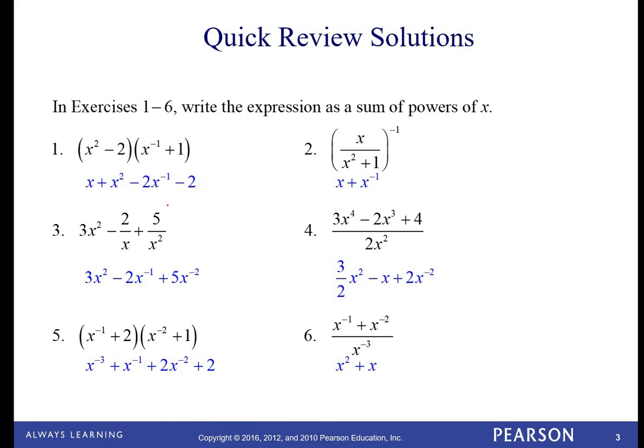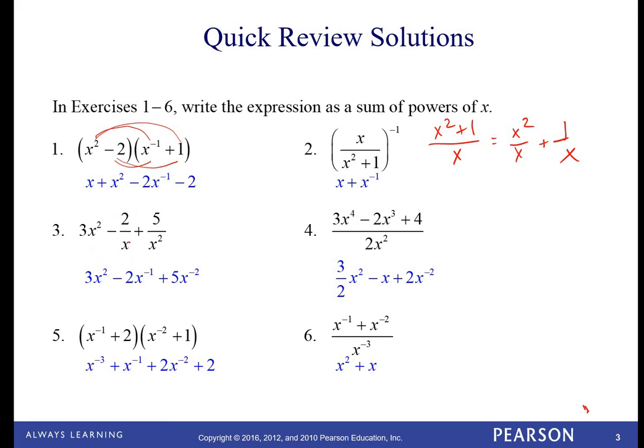Okay, so here are our answers. In the first case, all we had to do was distribute. X squared times x to the negative 1 is x. X squared times 1 is x squared. Negative 2x to the negative 1 and negative 2. In number 2, negative 1 power means that I flip everything upside down, and then I divided x squared over x plus 1 over x and wrote those as powers.